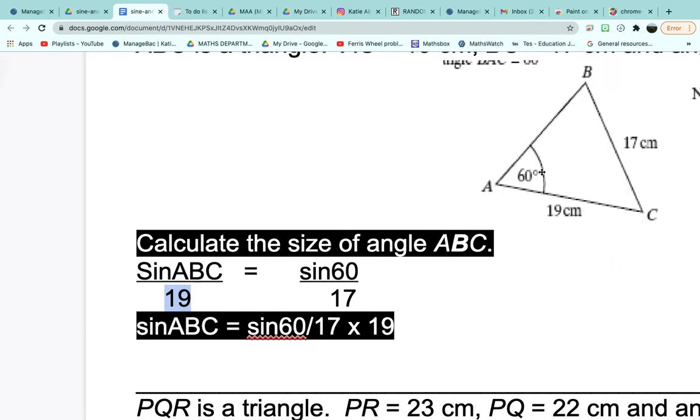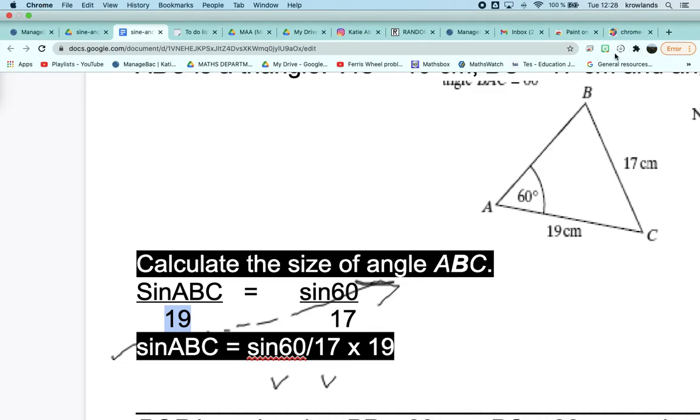The way we do this is we think about the 19, and it's going to move up an escalator, and it goes up to the other side of the fraction on the right hand side, and this is because we're going to times both sides by the 19. So we have sine of ABC, which is here. The original problem on the right hand side, sine of 60 divided by 17. Remember, you need to make sure you put brackets around the 60 in the calculator, times 19.